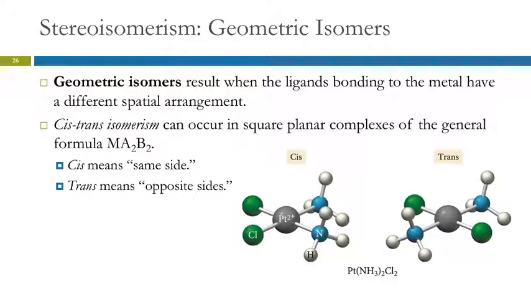Stereoisomers have different arrangements in space. One category of stereoisomers is the geometric isomer. Here we have the ligands bonding to the metal in different spatial arrangements. We have 2 examples. These are called cis-trans isomers. Cis means same side, and trans means opposite sides.